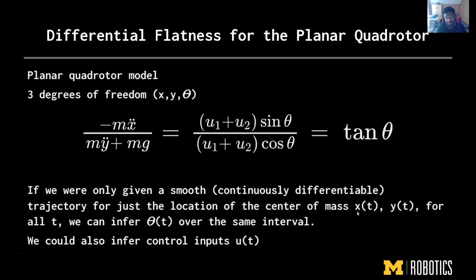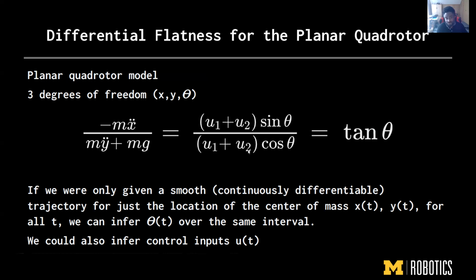We could just describe the system in terms of X and Y, and we could use an extremely fast optimization solver to solve for optimal trajectories in X and Y. But because of this equation, if you're able to get some smooth X and Y functions that describe the optimal trajectory, you can use this equation or the formulation of this equation to derive the respective theta, that's the orientation, as well as the control inputs U1 and U2.